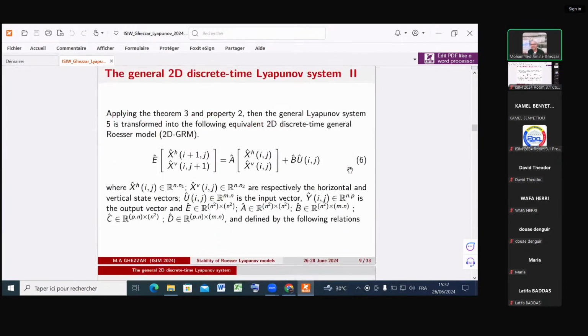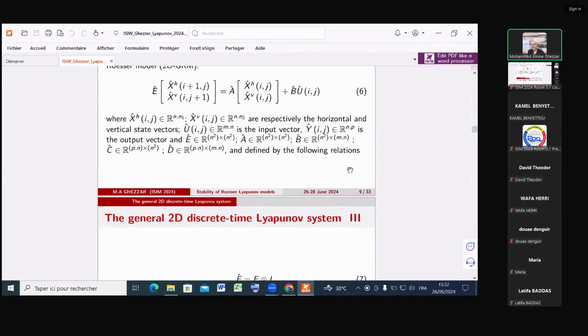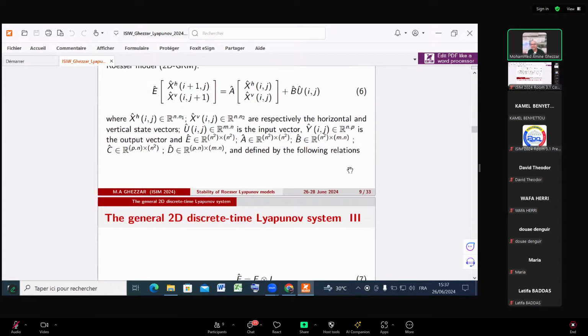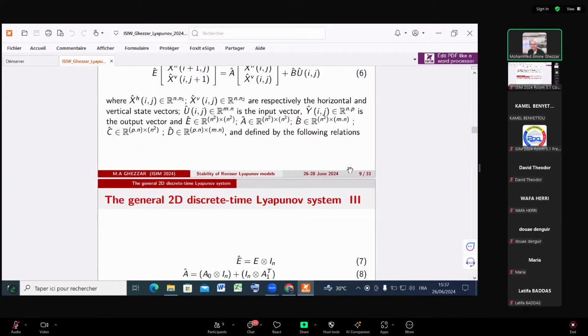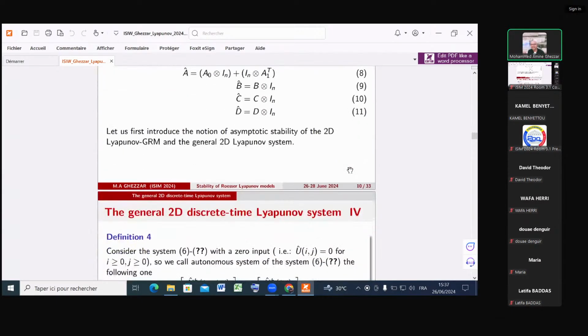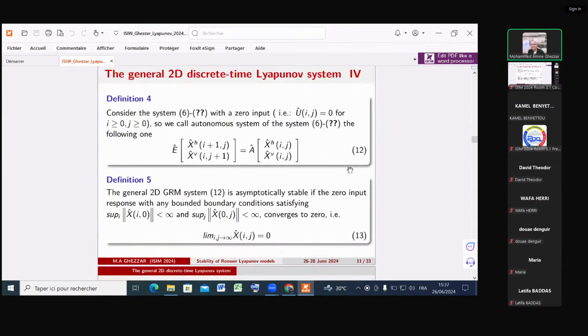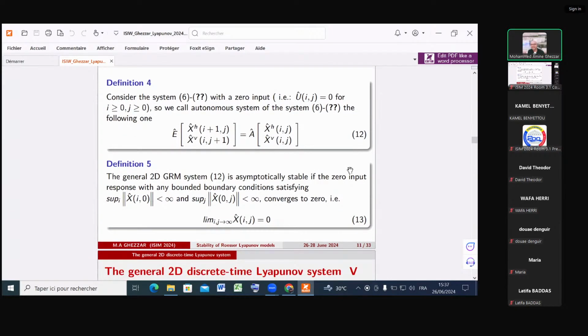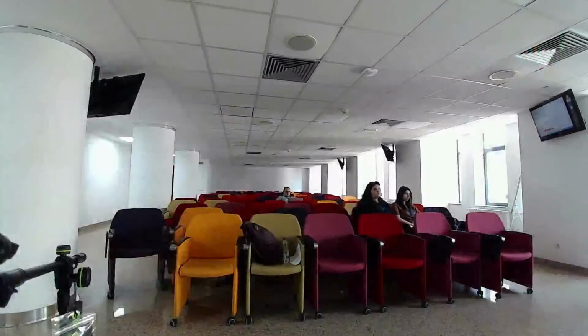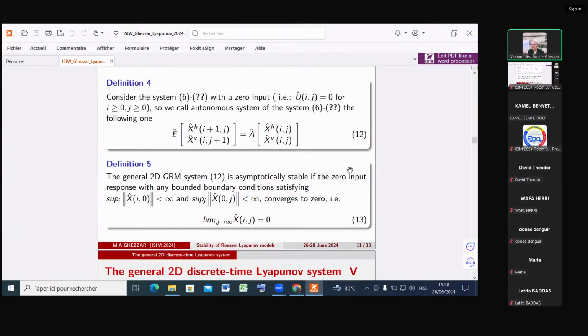So in our work, we studied the two types, and here I'm just going to expose the first type. For the autonomous system defined by Formula 12, we have Definition 5, which characterizes the asymptotic stability of this system by Formula 13.